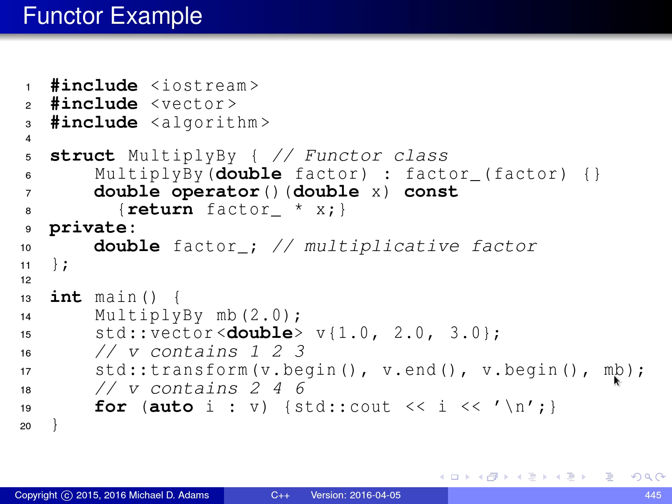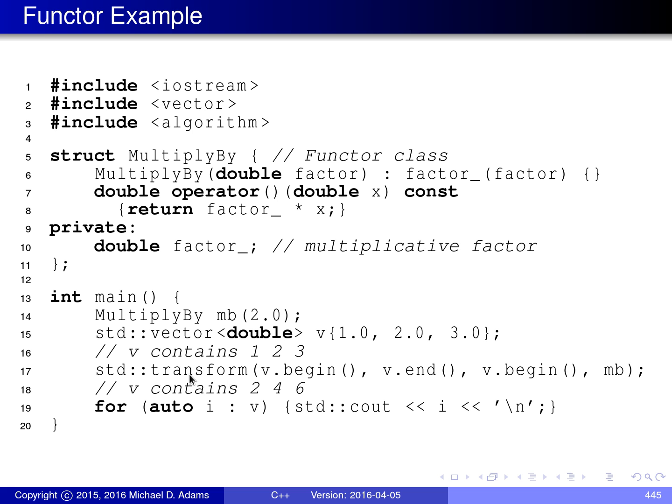And then the most critical thing is the last parameter to transform. This is a functor. And if we look up above to see how this is defined, mb, this functor or function object, has type MultiplyBy. And when we constructed this object, we passed a parameter of 2 into the constructor. So let's look above and see what this is doing. MultiplyBy is this type here. When we construct the object with this constructor, we're passing in a value of 2 for factor. So the constructor is going to take this value of 2 for factor and store it into the data member called factor_. So this data member here is now going to have the value 2.0 stored in it.